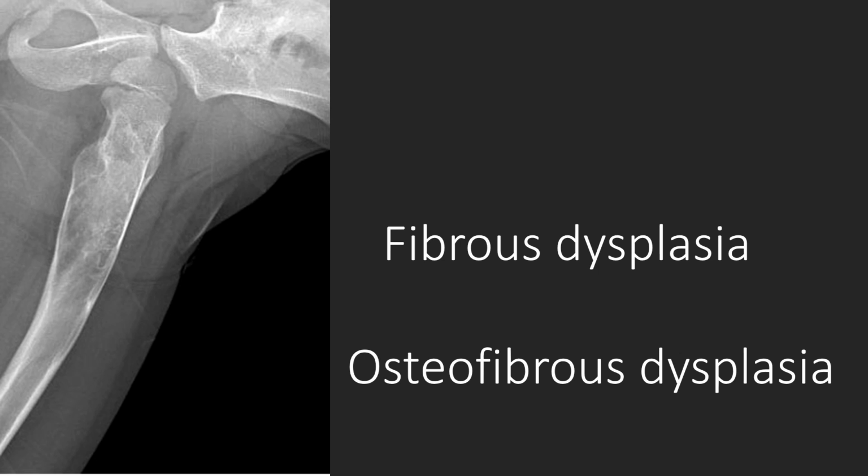Right off the bat, here is an image that is typical for fibrous dysplasia, and the buzzword that you're going to learn right now is that fibrous dysplasia shows this ground glass appearance. Ground glass appearance. There you have it.